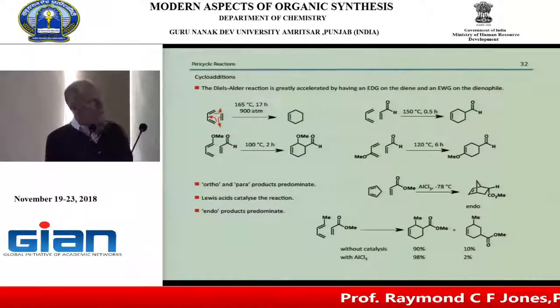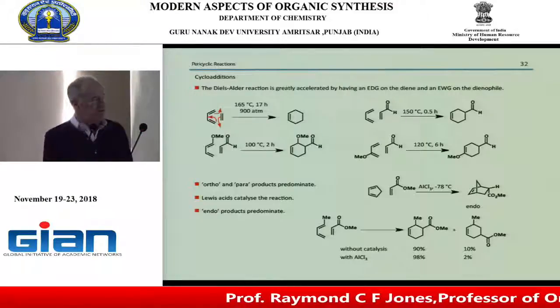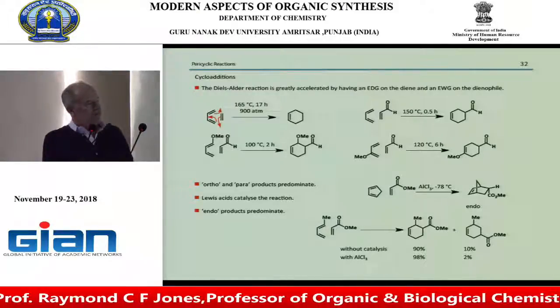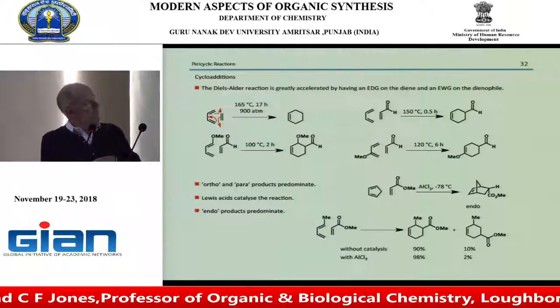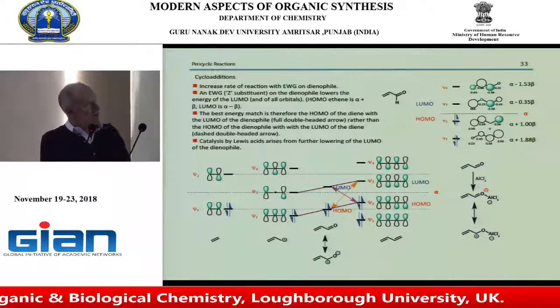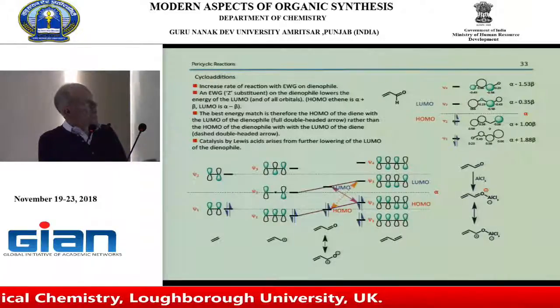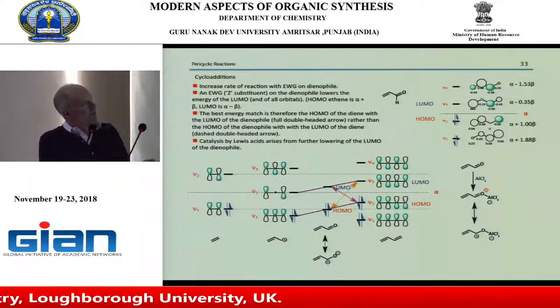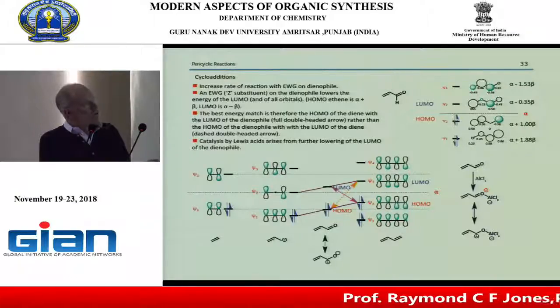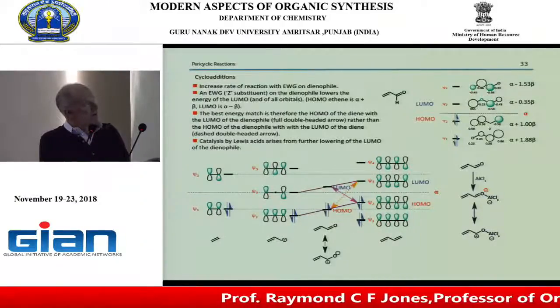So there's a number of things there that we need. These are experimental findings, but we need to see if we can find orbital descriptions for these. Okay, this is a fairly complex slide, but let's see if I can pick the main pieces out of this. Increased rate of reaction with electron withdrawing group on the dienophile. An electron withdrawing group, which we'll call a Z substituent on the dienophile, it lowers the energy of all the orbitals, but therefore of the LUMO in particular.